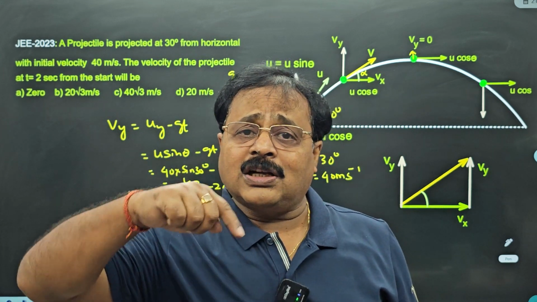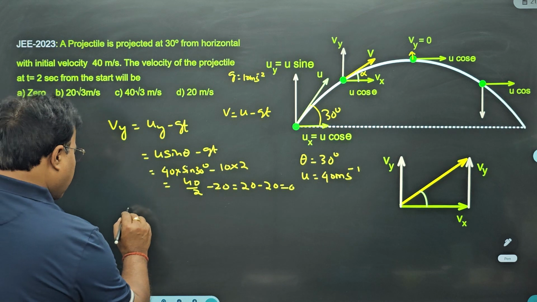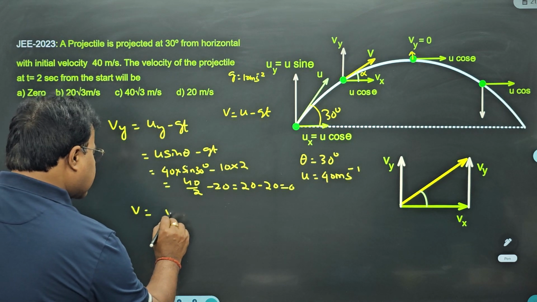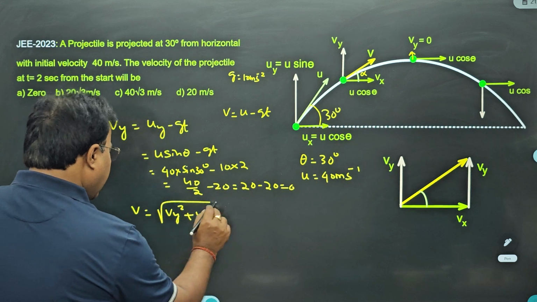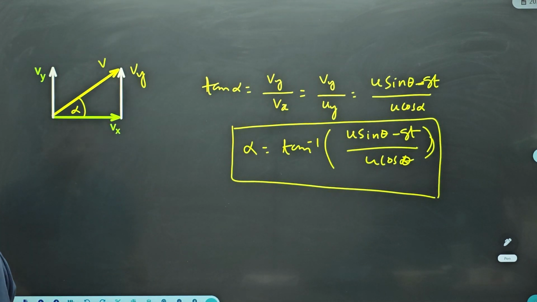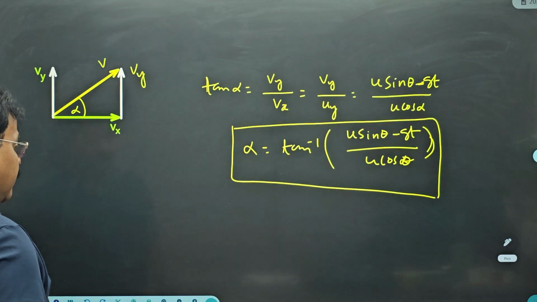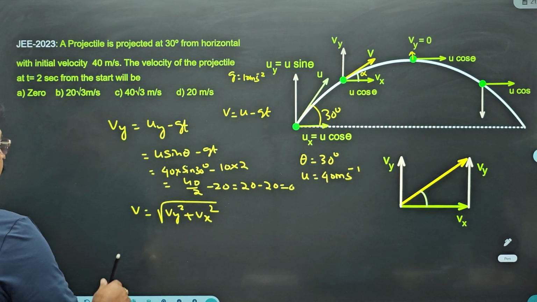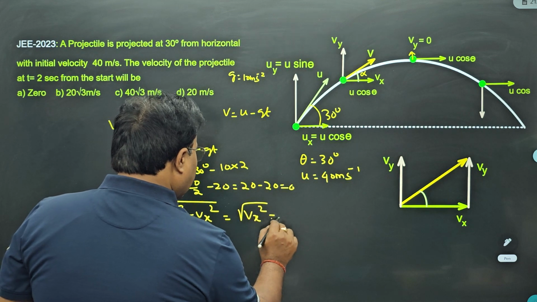It means after time t equal to 2 seconds, what is the total velocity? Here the vertical component is 0. What is the total velocity? I have already discussed, V is the square root of Vx square plus Vy square. As Vy equal to 0, this is equal to the square root of Vx square, that is equal to Vx.